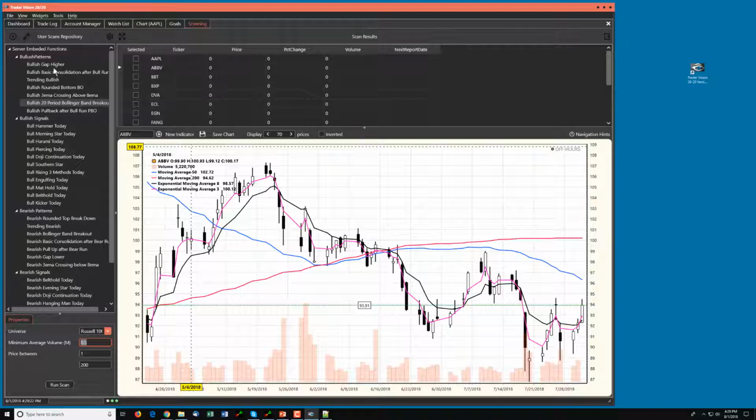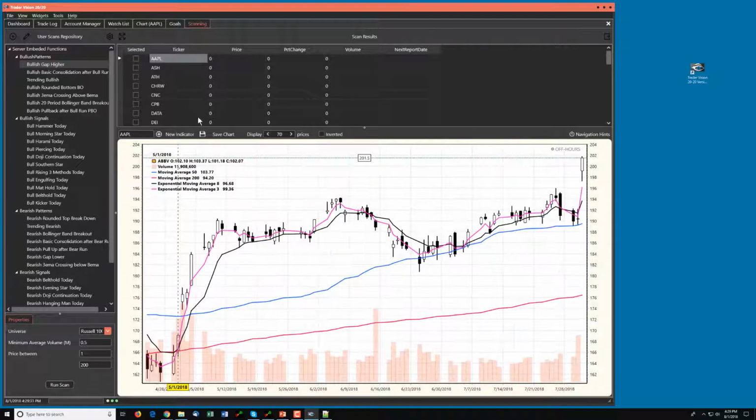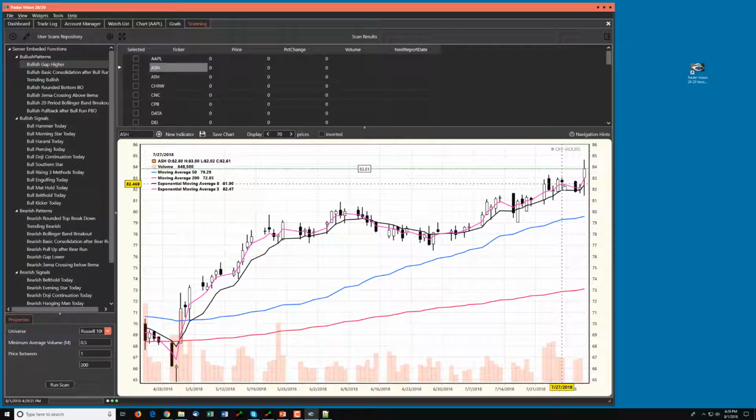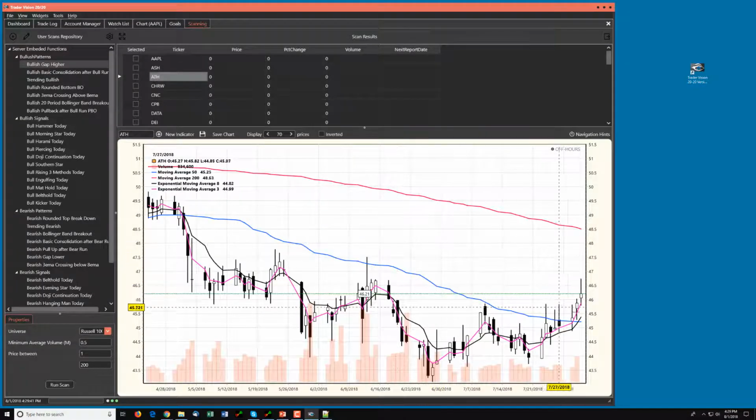So let's see what else. Gap higher, Apple's going to be on that one as well. So Apple obviously gapped higher. Ashland, well, it used to be Ashland Chemical. I think it's just Ashland Inc. now, gapped higher. You get the idea.